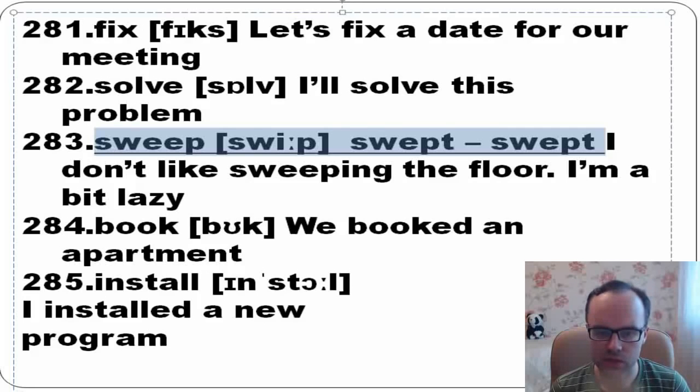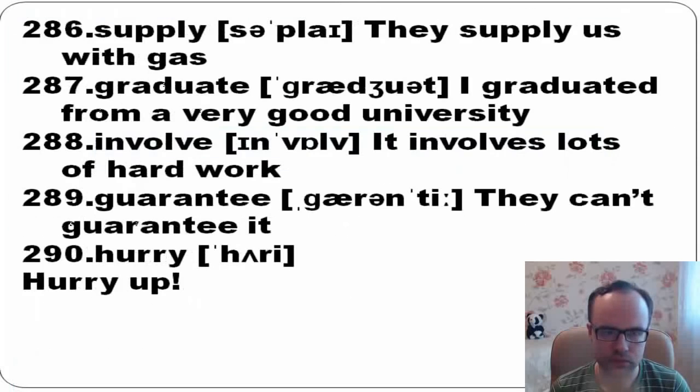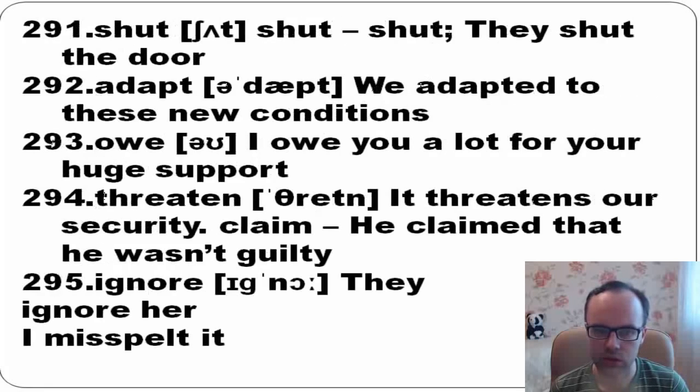Okay, book. We booked an apartment. Install. I installed a new program. Supply. They supply us with gas. Graduate. I graduated from a very good university. Involve. It involves lots of hard work. Guarantee. They can't guarantee it. Hurry. Hurry up.